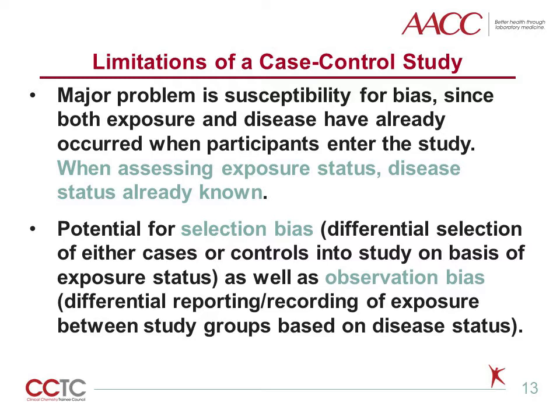So there's the potential for selection bias, which is the selection of cases or controls on the basis of whether they were exposed or not, whether they were smokers or not, as well as observation bias, where the people report their smoking either more precisely or they deny that they do it, one way or the other, but they do report it differently than people who know that they do not have lung cancer.